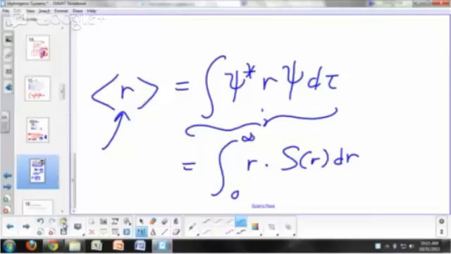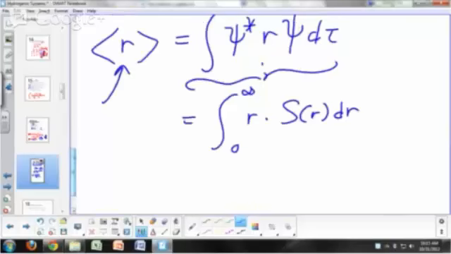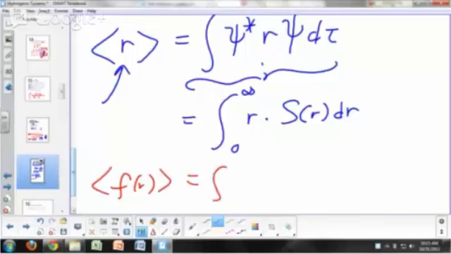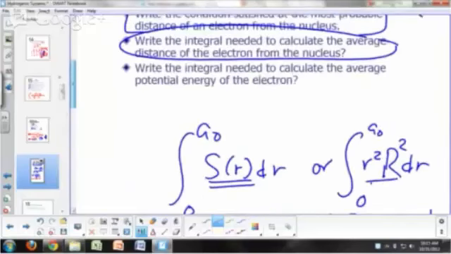So, in fact, if you want to calculate the average value of anything that depends only on R, the average value of any function of R would just be the integral from 0 to infinity of f of R times S of R dr. And you just look up the actual expressions for S of R, or the radial function. Okay, so that's the average value of R. That will give you the average location, average distance.